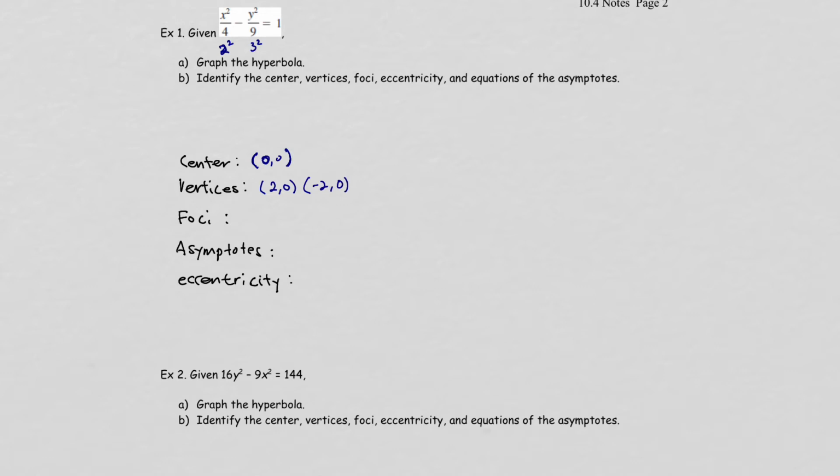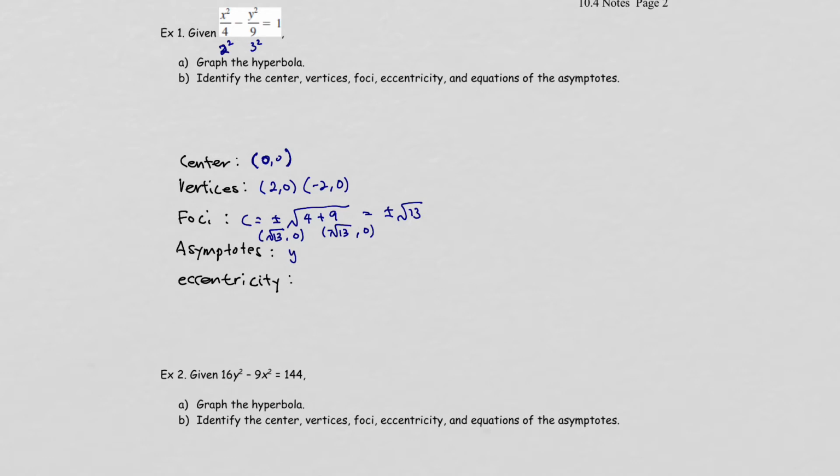Focus points is going to be C equals plus minus. You're adding, so it will be 4 plus 9. So it will be plus minus square root of 13. From the center point, this should give you square root of 13 and 0, and negative square root of 13 and 0.